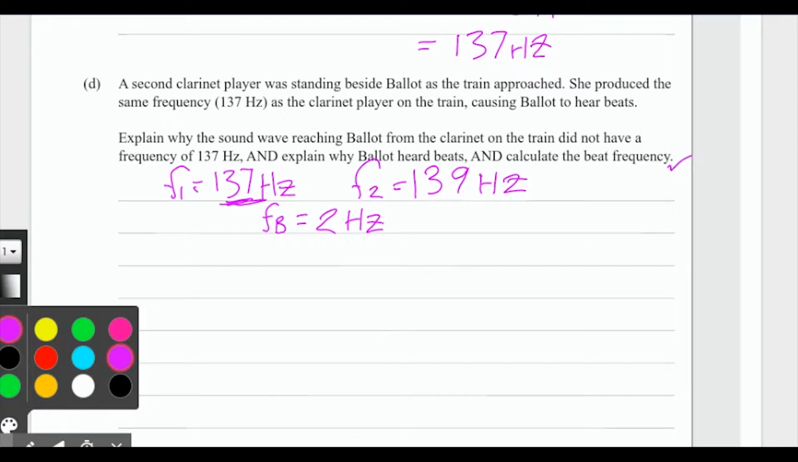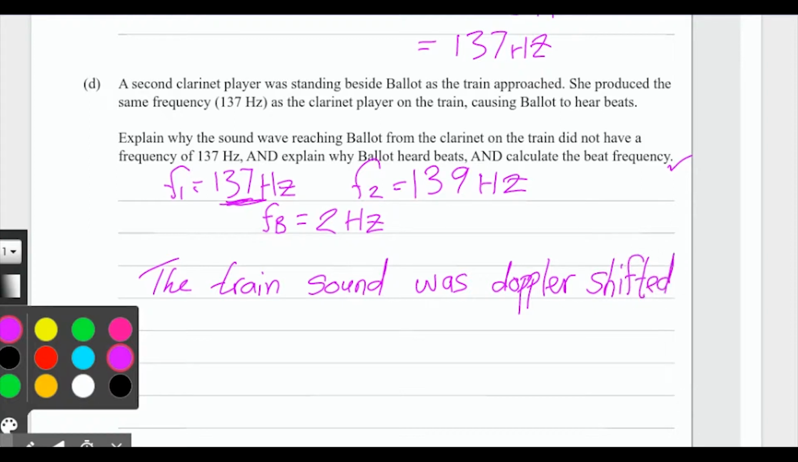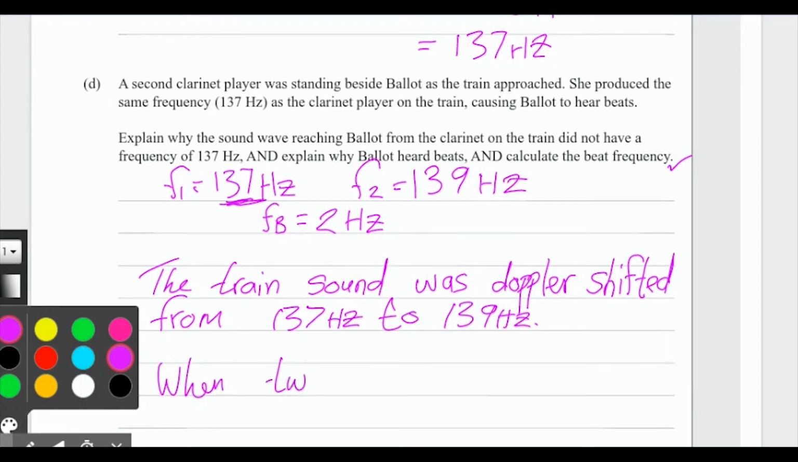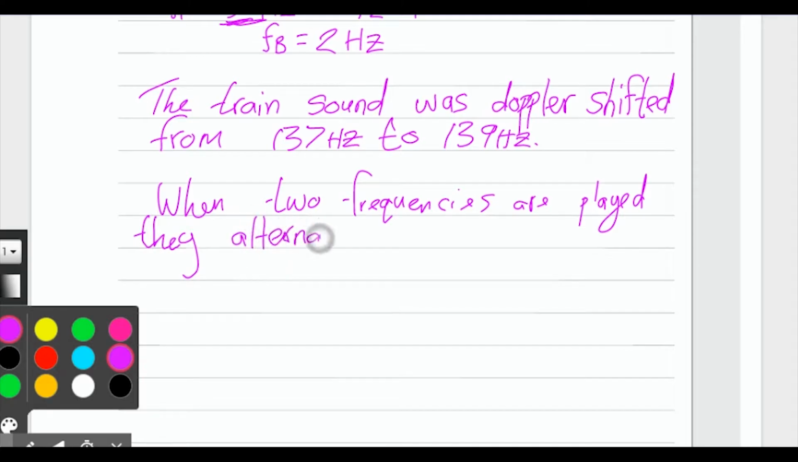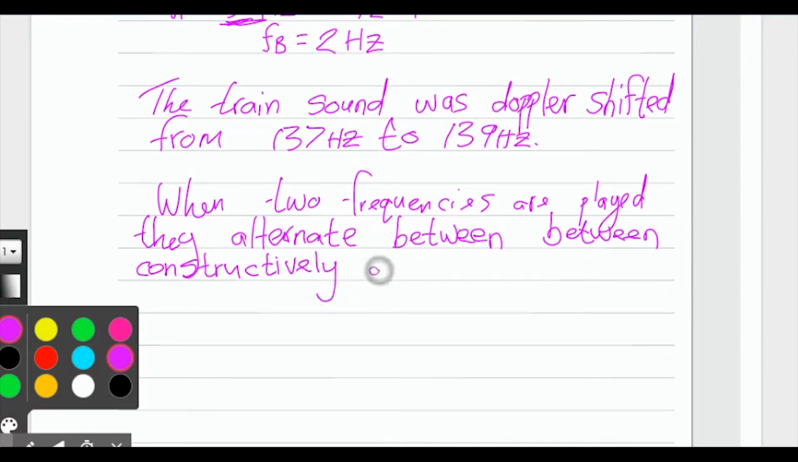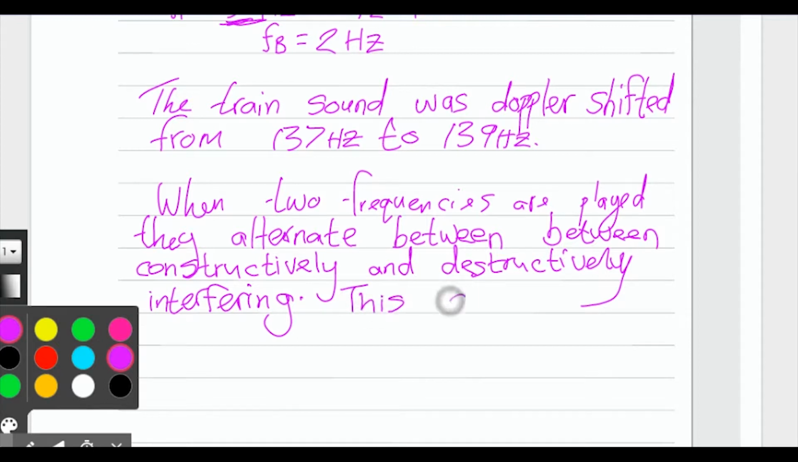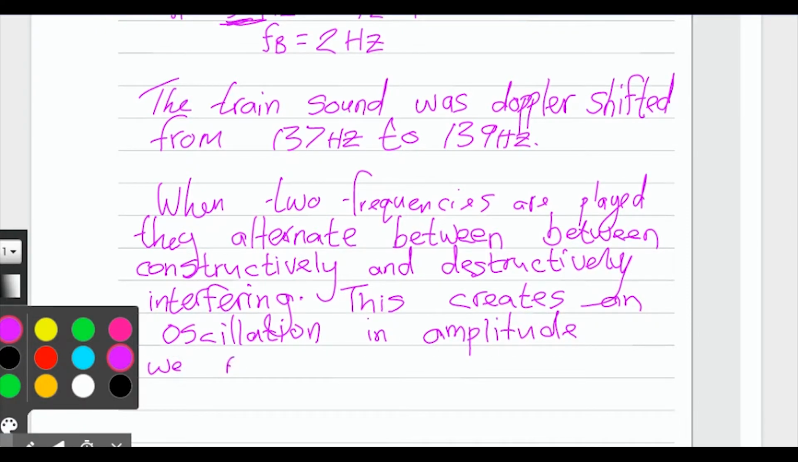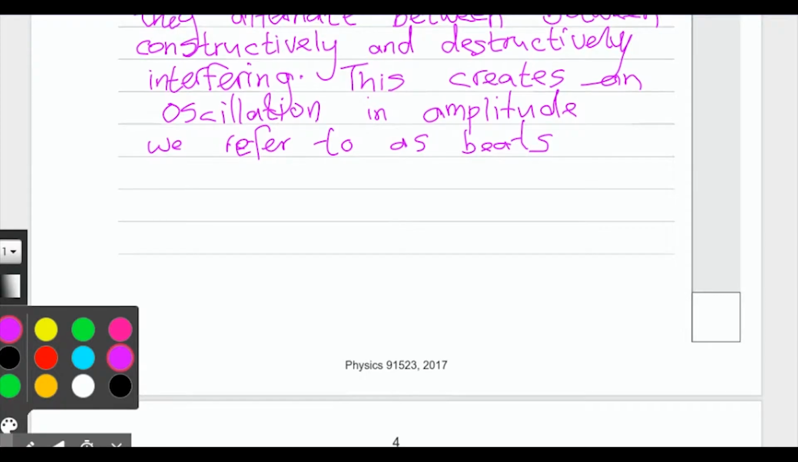So, the train sound was Doppler shifted from 137 Hertz to 139. When two frequencies are played, they alternate between constructive and destructive interference. Constructively and destructively interfering, we'll say. This creates an oscillation in amplitude we refer to as beats. Okay. Moving on. That handwriting is disastrous.